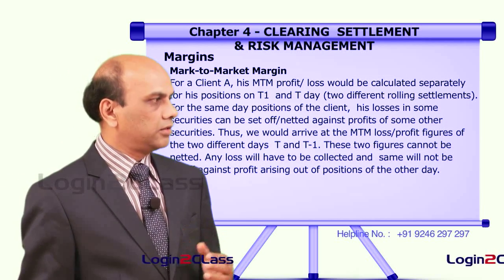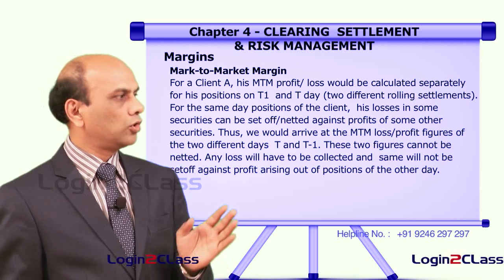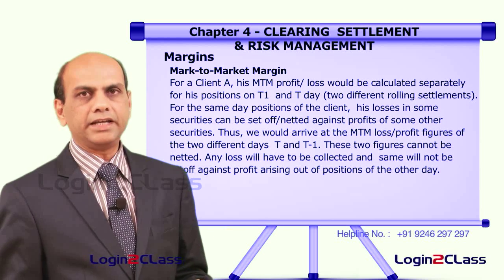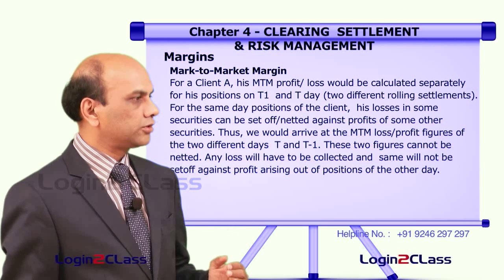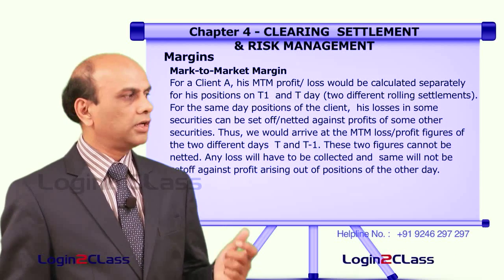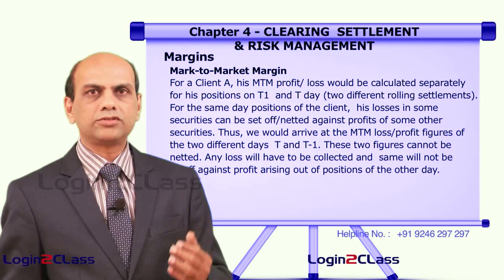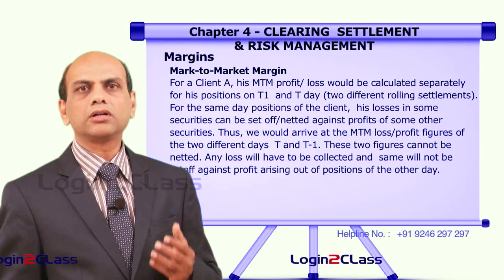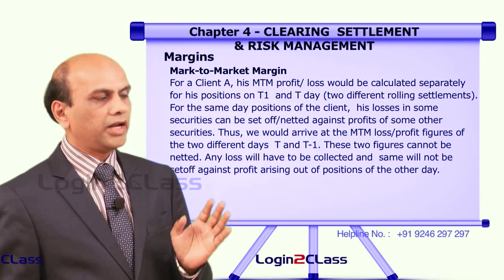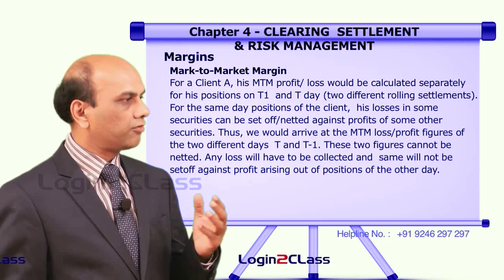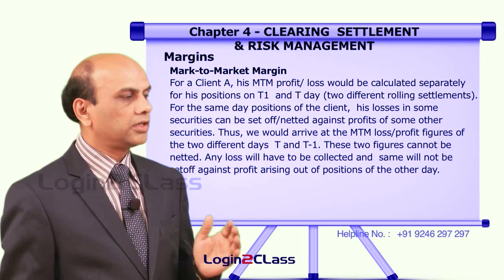Now for client A, his MTM profit or loss would be calculated separately for his positions on T minus 1 day and for T day. So these constitute two different rolling settlements. For the same day positions of the client, his losses in some securities can be set off or netted against the profit of some other securities which that particular client would have taken. This is what we have done in this particular example. Thus, we would arrive at MTM loss or MTM profit figures of the two different days, that is T and T minus 1 day. These two figures cannot be netted.